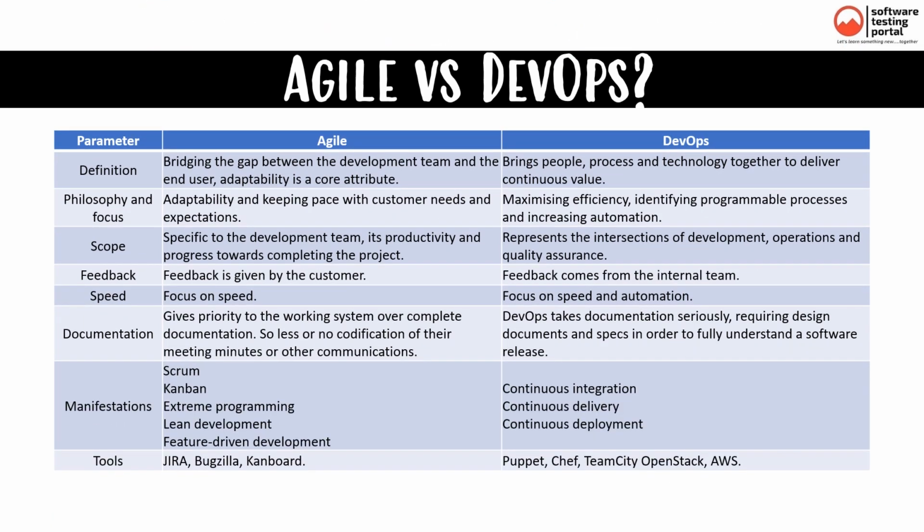So here we may be using Agile and DevOps interchangeably. Let's see how Agile and DevOps differ from each other. First of all, in Agile, we bridge the gap between the development team and the end user. Whereas in DevOps, we bring people, process and technology together to deliver continuous value. Then the focus of Agile is adaptability and keeping pace with customer needs and expectations. Whereas DevOps focuses on maximizing efficiency, identifying programmable processes and increasing automation.